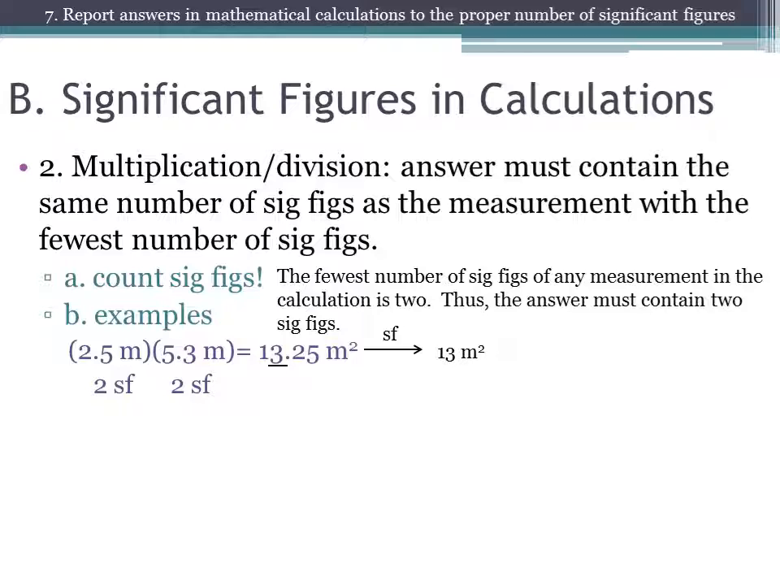Notice in this example, even though both of our measurements go to the tenths place, I don't get to keep an answer to the tenths place because in multiplication and division, it's about the number of significant figures, not the decimal places. That is the difference between addition and subtraction and multiplication and division.